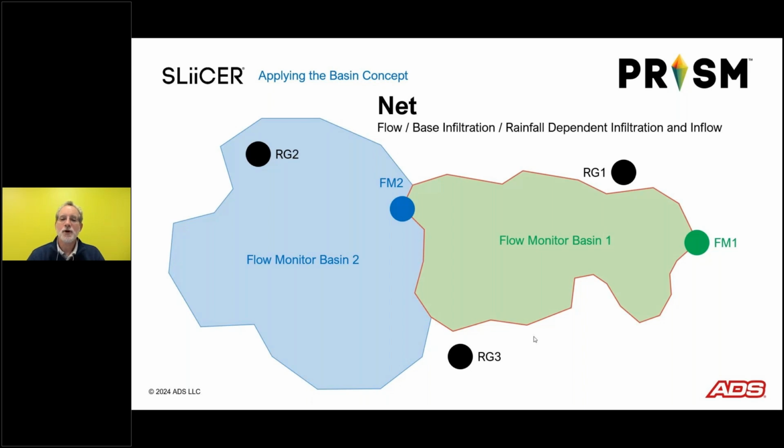So when we talk about basin sizes and land areas, sewer length, in SLiiCER, we're referring to the net basin. That's how you want to pair those together. But you'll see that concept in SLiiCER, gross and net, and with knowledge of this, there's a relationship between flow monitors. In SLiiCER, we're able to do these gross and net calculations for you automatically.